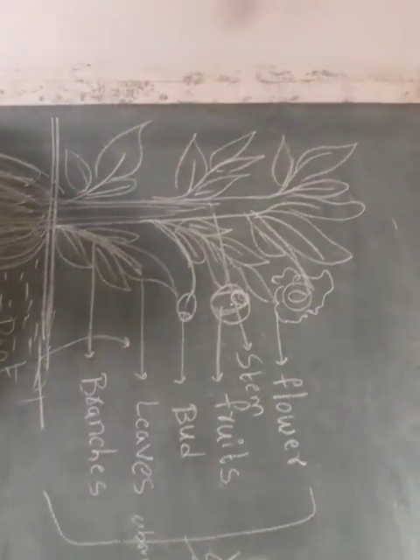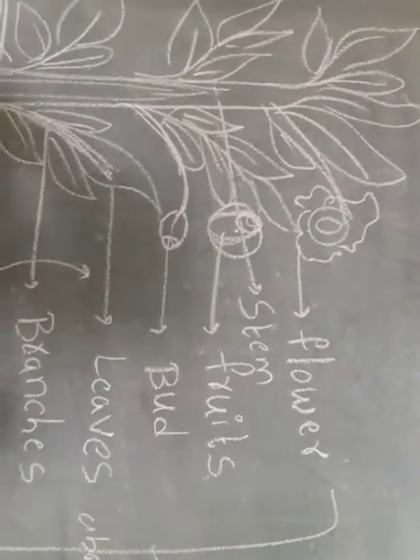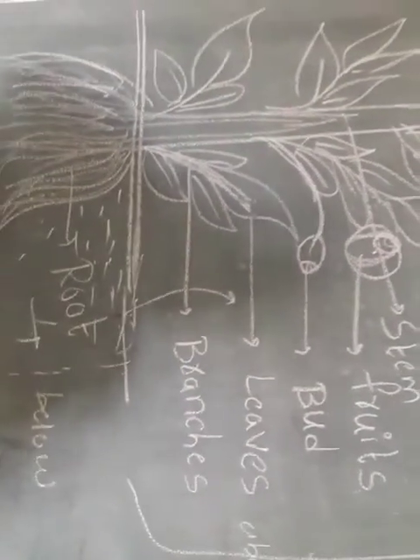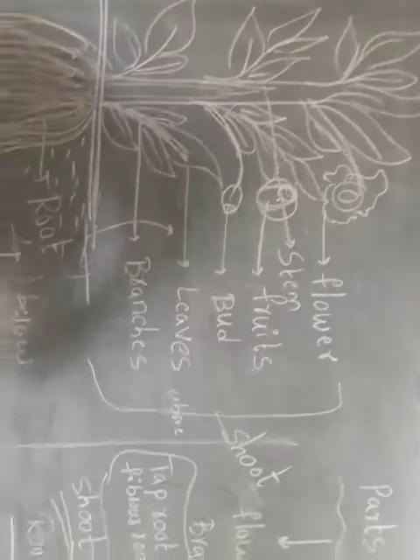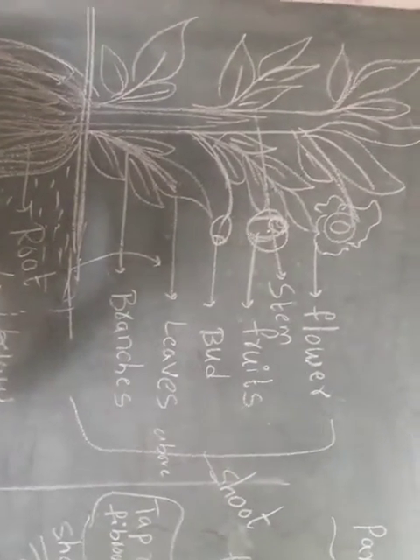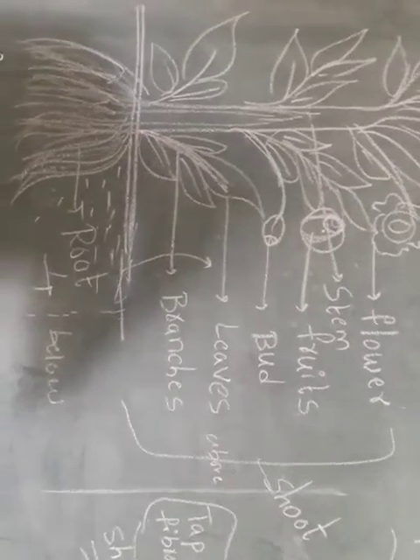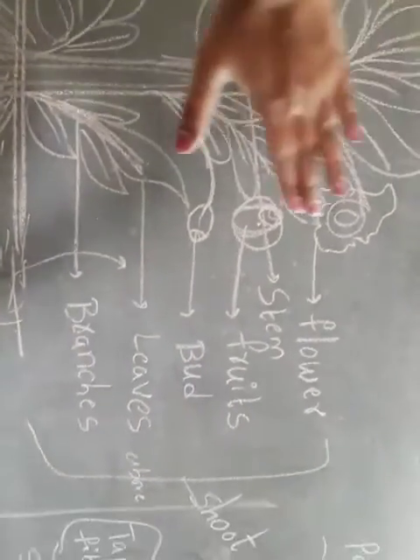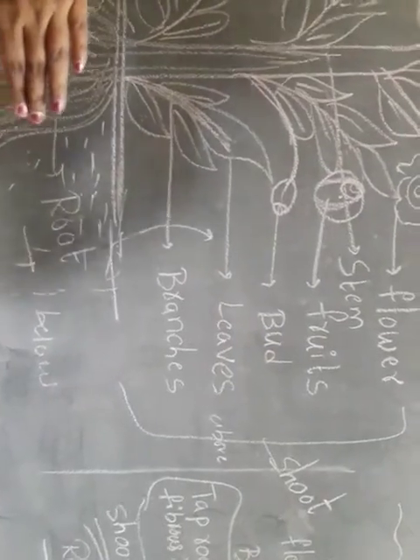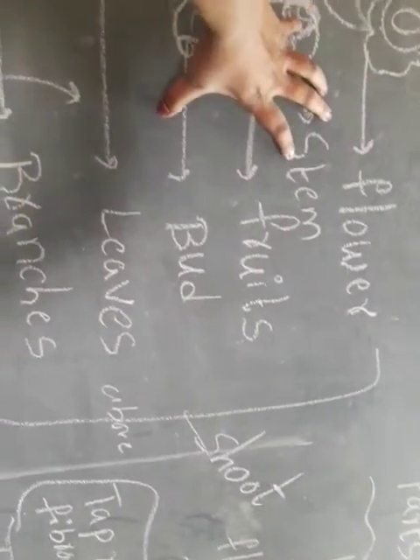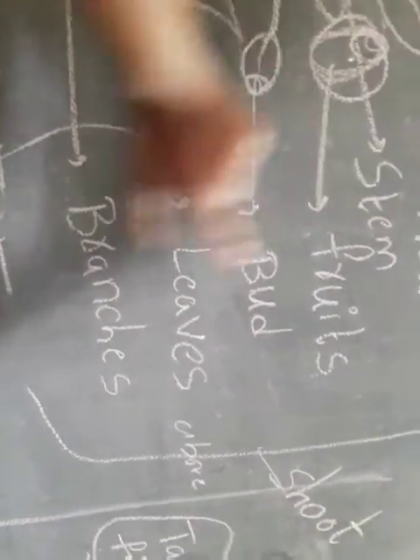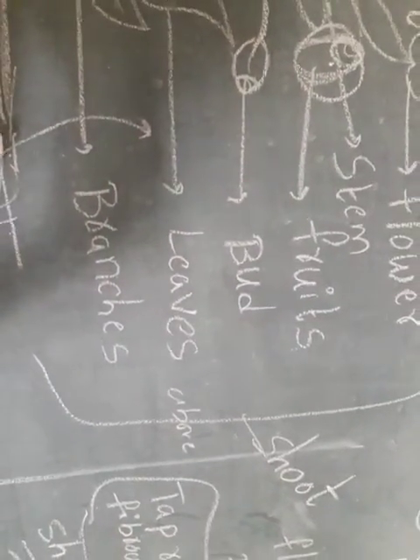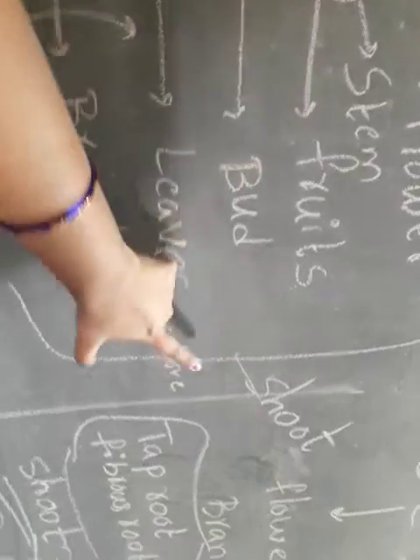Okay, once again I repeat the total parts of a plant. A plant has a flower, stem, fruits, buds, leaves, branches and root. These are the parts of a plant. Which are the parts of a plant? Flower, stem, fruits, bud, leaves, branches, root. Okay, here see these parts: flower, stem, fruits, bud, leaves, branches. These grow above the ground and are called shoot.